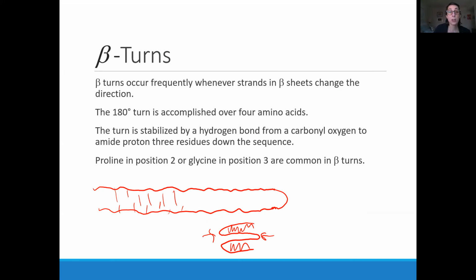These turns occur over a span of 4 amino acids and are also stabilized by hydrogen bonding from the oxygen to amide protons within this turn. Now, one other amino acid that stabilizes these turns is proline when it is in position 2 of the turn. And again, we will show that. Or when glycine is in position 3 of the turn.